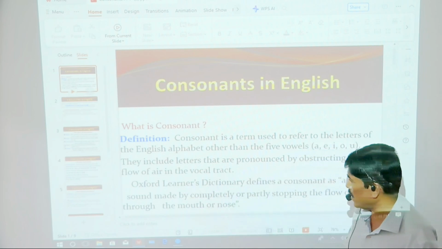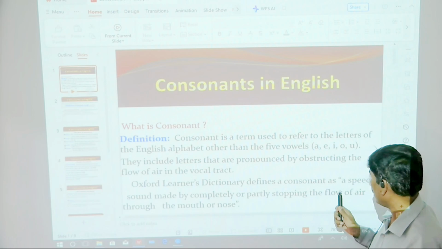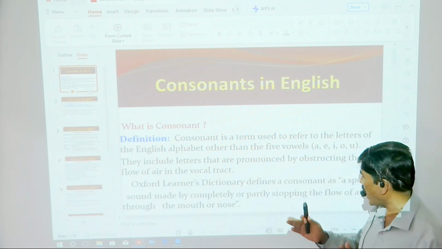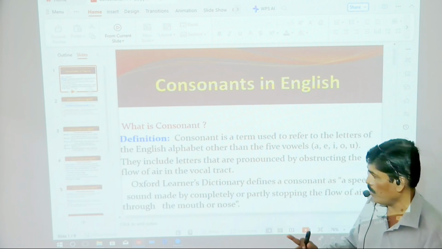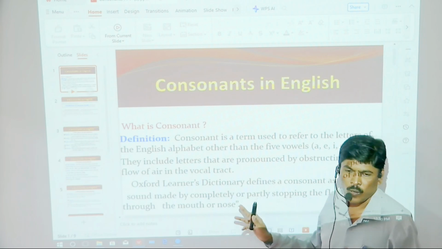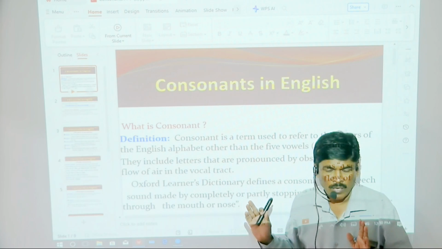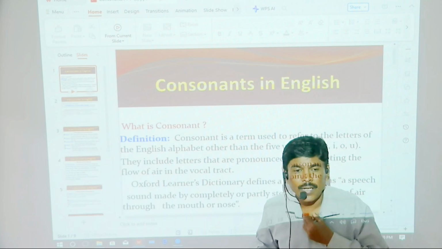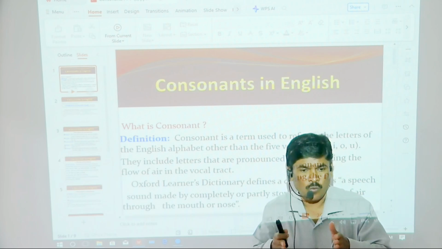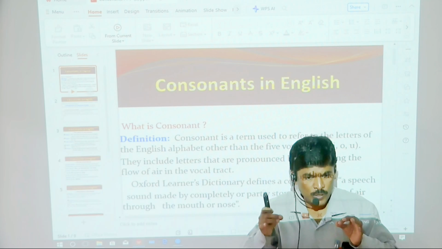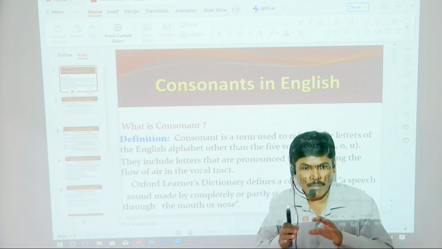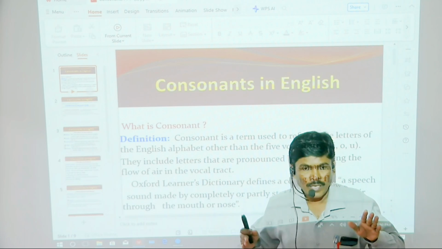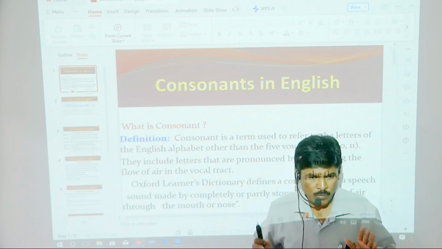Oxford Learner's Dictionary defines a consonant as a speech sound made by completely or partly stopping the flow of air through the mouth or nose. At that time consonant sound is produced. Means when there are obstacles in the air flow, that time consonant sound is produced. And if there are no obstacles in the mouth cavity, that time vowel sound is produced.